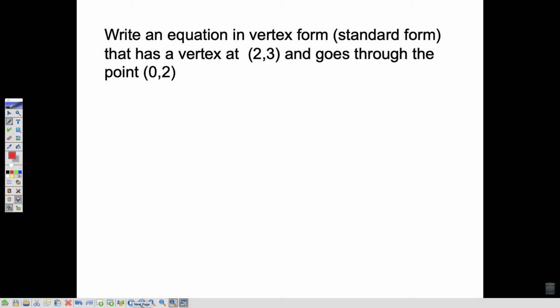So, it says write the equation in standard form, vertex form. I think the book always uses standard form, but what is standard form? Vertex form. Okay, it has a vertex of 2 and 3, and it goes through a point of 0, 2. So what is my vertex form? Y equals what? A, X minus H, quadratic, plus K.